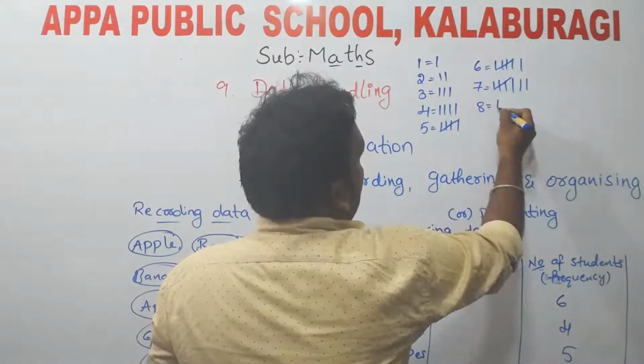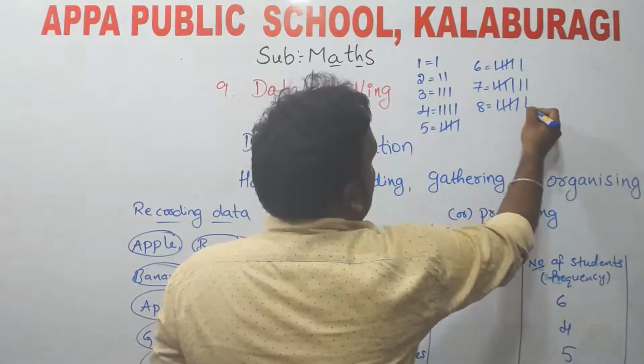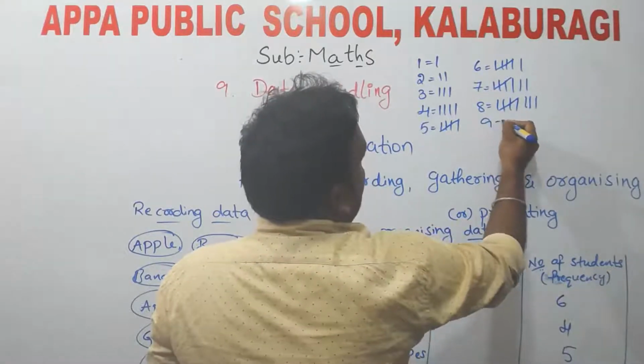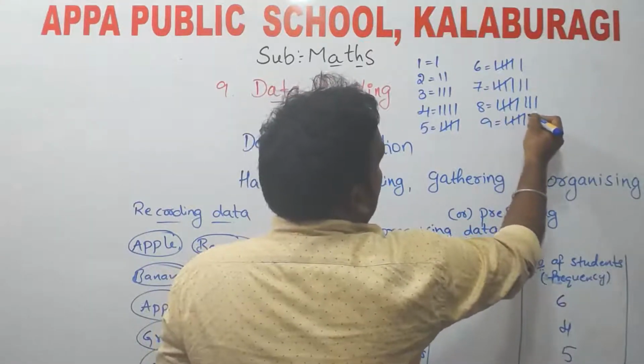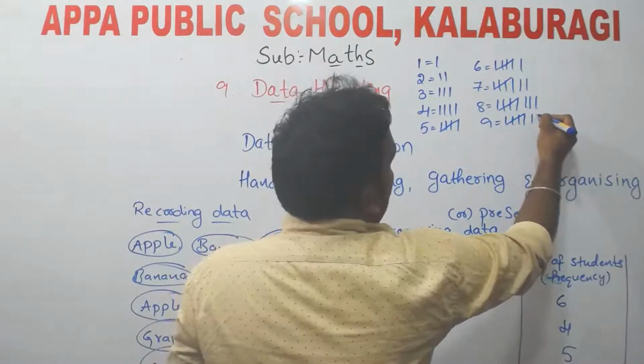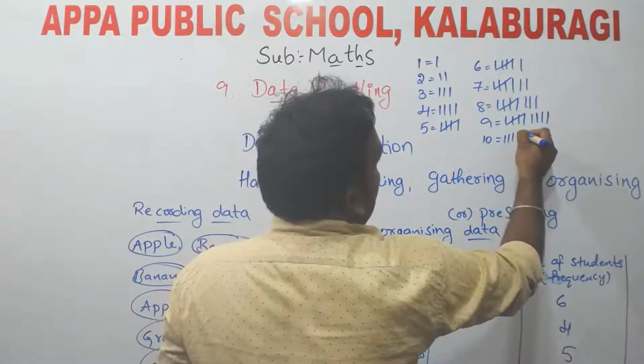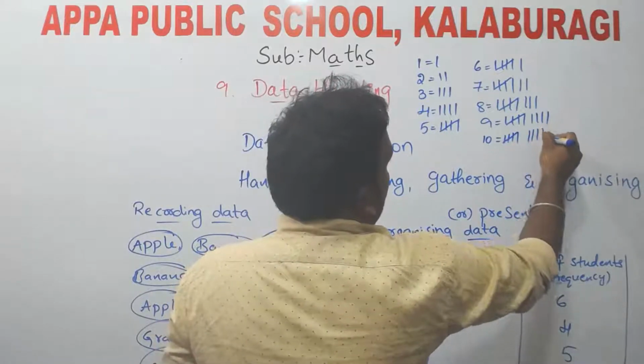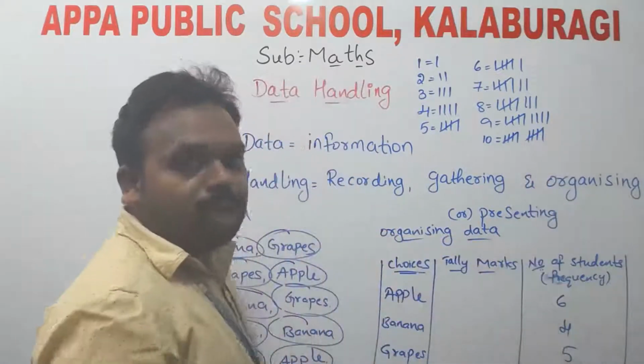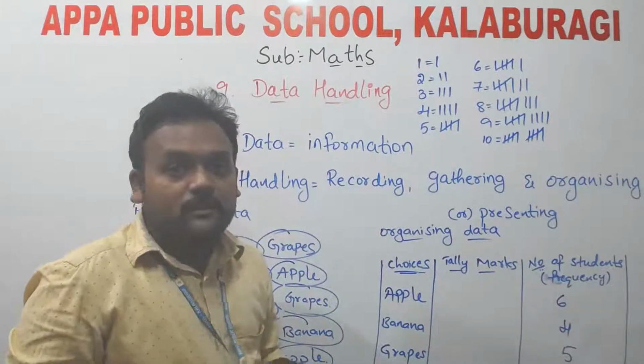For 8, you see 1, 2, 3, 4, 5, 6, 7, 8. For 9, you see 1, 2, 3, 4, 5, 6, 7, 8, 9. For 10, again 1, 2, 3, 4, 5, 1, 2, 3, 4, 5. 5 plus 5, 10. Use the tally mark symbols.